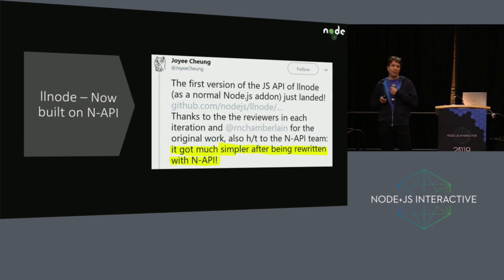This is just a concrete example of this. LLNode is another project within the Node project, and there are other talks today. I'd suggest you go see them, because diagnostics are also very important. But this is an example where Joey, who has been working on it, was pointing out that the code became much simpler after moving on to use NAPI. So I think that's the second benefit we're seeing and people talking about, which is really good.